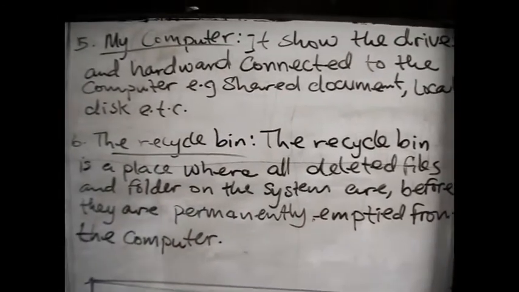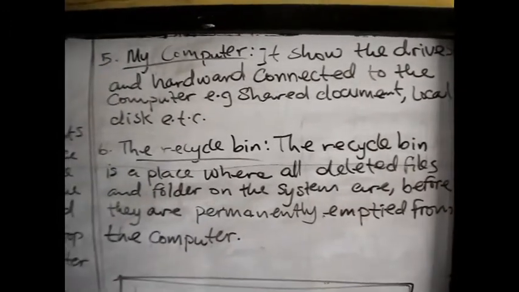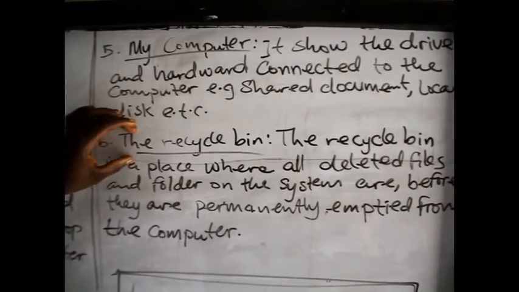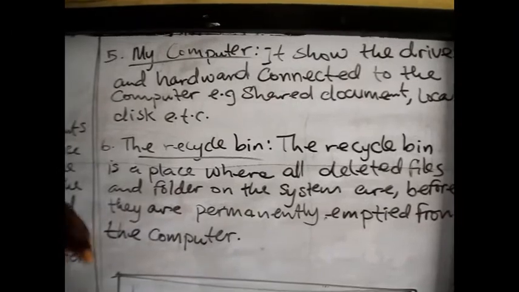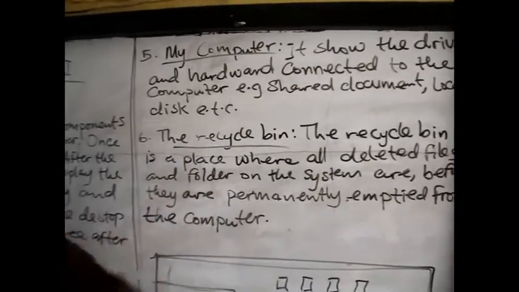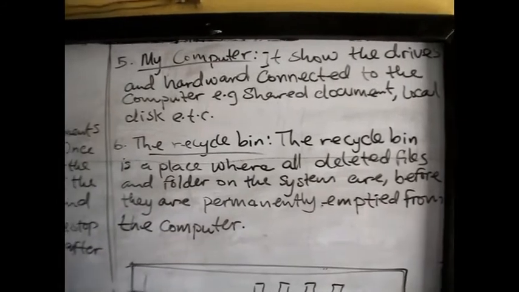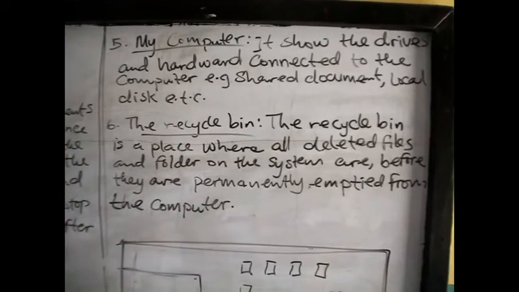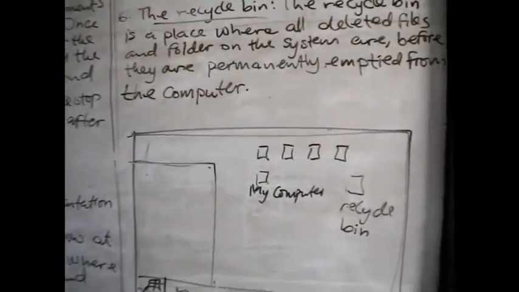Now, if you delete any file, any document, or any icon from your computer, the first place it's going to go is the recycle bin. So if you need to restore it, maybe you deleted it mistakenly, you can go back to the recycle bin and restore that file. But if you don't need that file again, you have to go to the recycle bin and delete it permanently before the information can go finally. So that is all on the components of the Windows desktop.